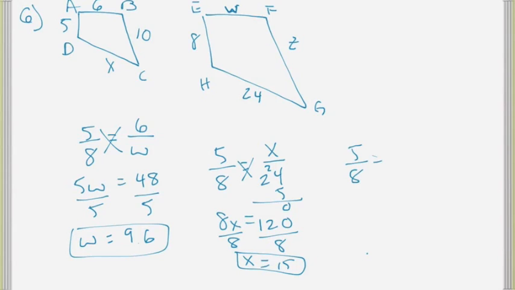And when I go to find Z, I'm going to set up the same proportion, 5/8, because that's our scale factor, should be true for any matching set of sides. Is Z going to go on top or bottom? Bottom, and what matches with it to go on top? 10. Cross multiply, and we get 80 equals 5Z. Divide by 5, and I get 16 is Z.